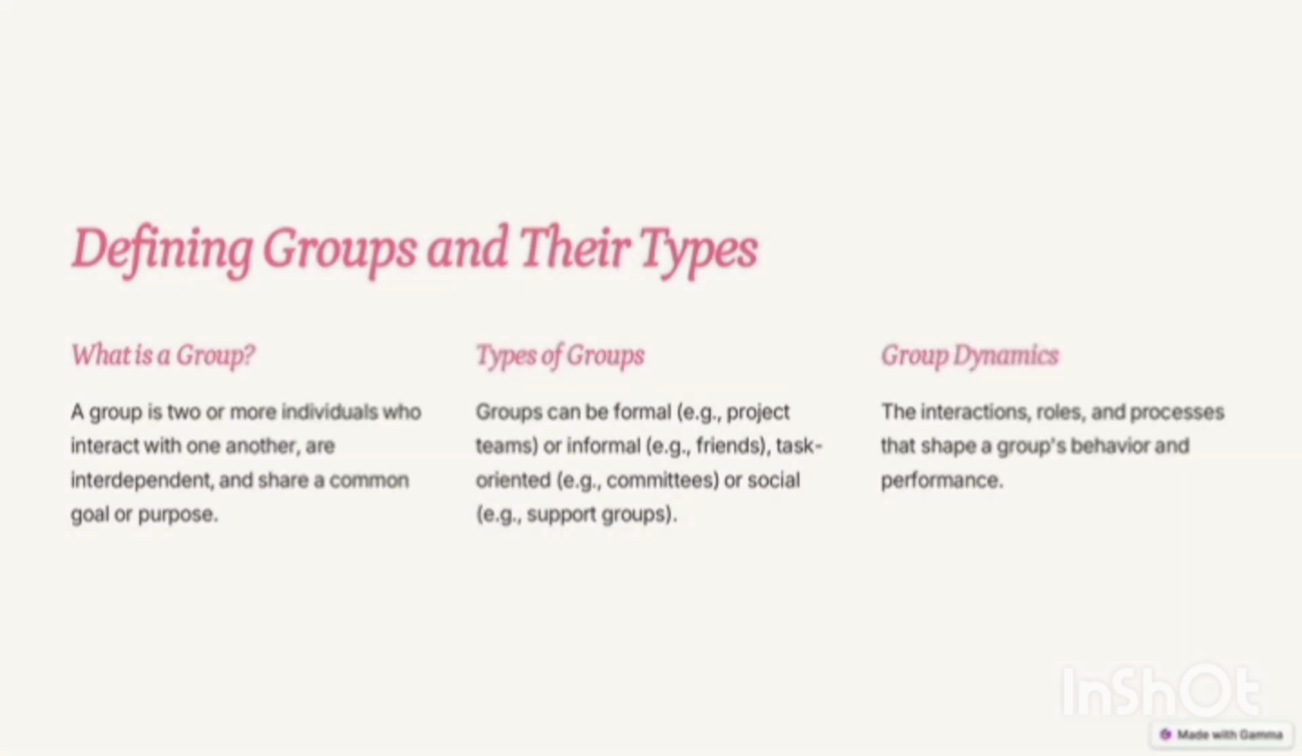Types of groups: formal groups, created by an organization with defined structures and roles. Examples include departments, teams, and committees. Informal groups, formed naturally through personal relationships. Examples include friendships and social clubs. Task groups, focused on completing specific tasks or projects, such as project teams. Social groups, centered on social interactions and networking. Virtual groups, which operate online, utilizing technology to collaborate.